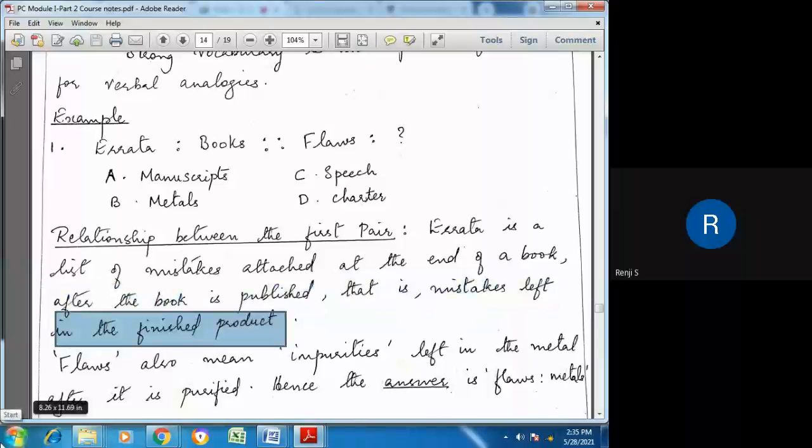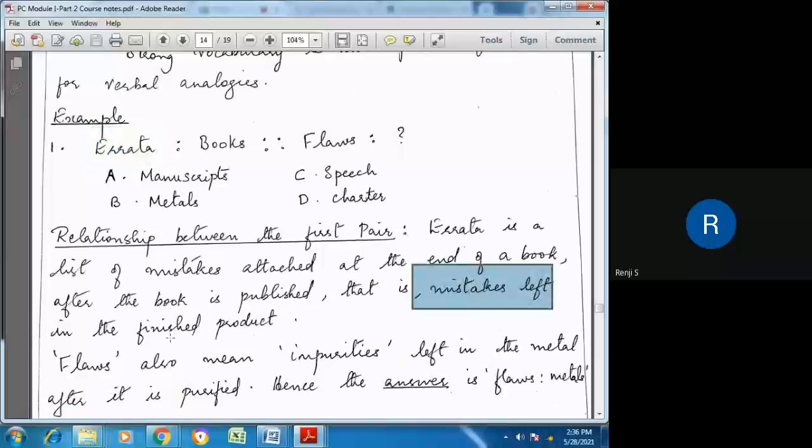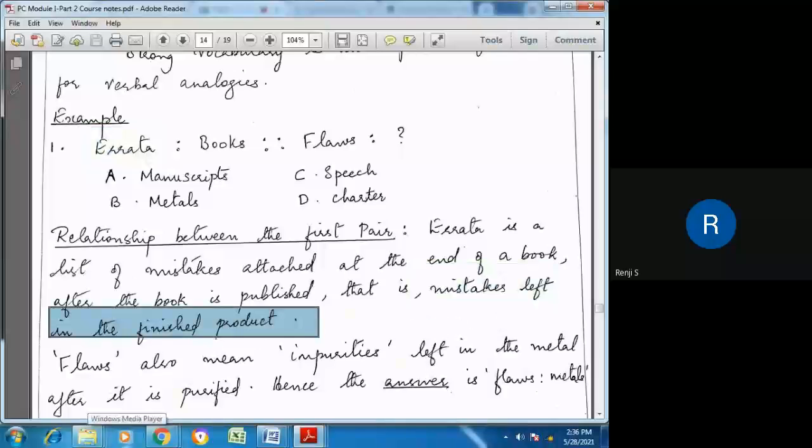The book has already been published, but some mistakes are identified later. So certain pages will be added to the end of the book, and those pages will reflect the mistakes in this book, and that is called errata. It shows the mistakes left in the finished or final product. That is errata.